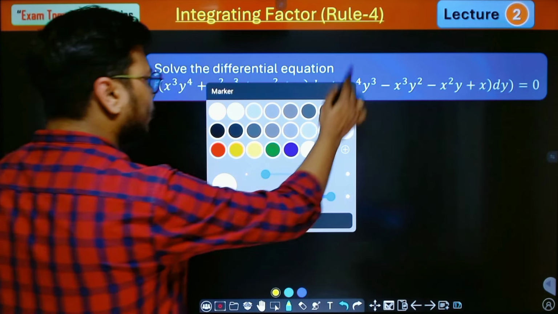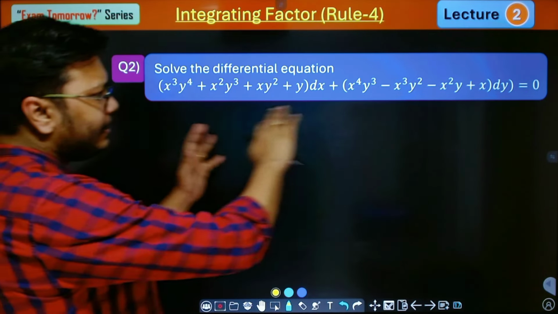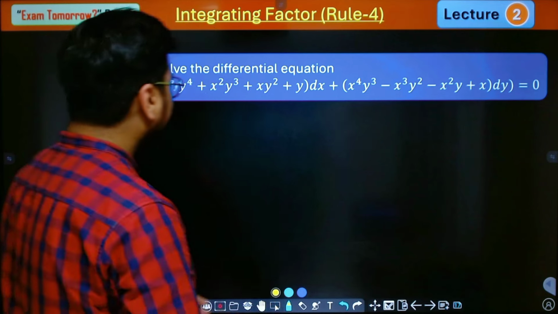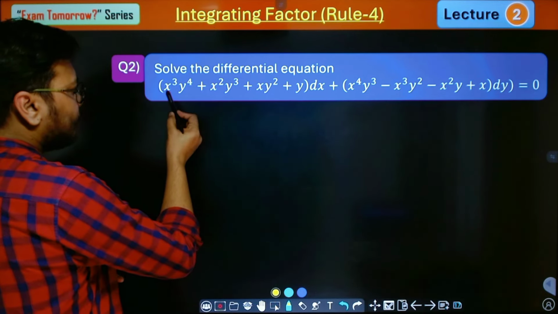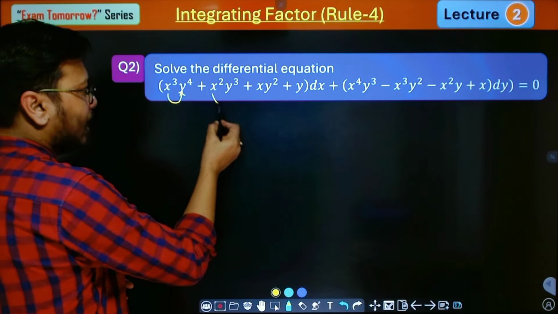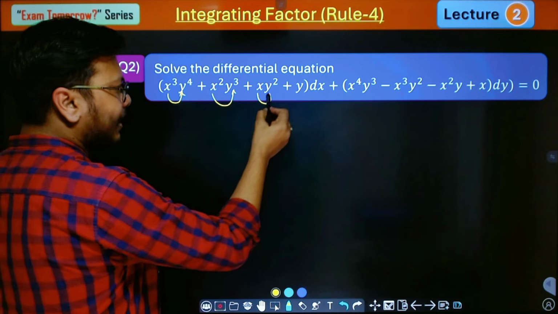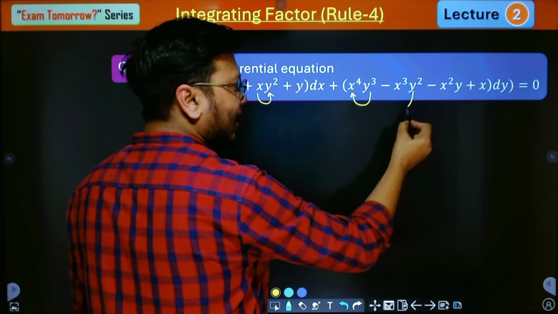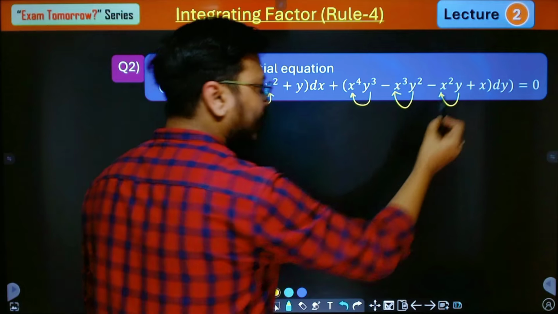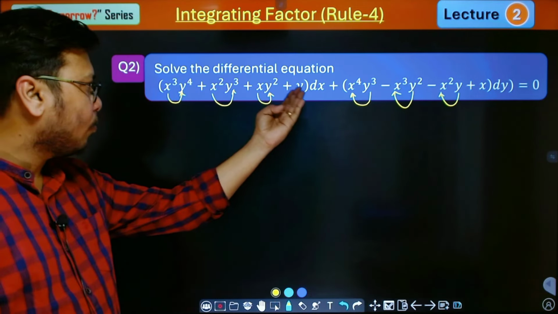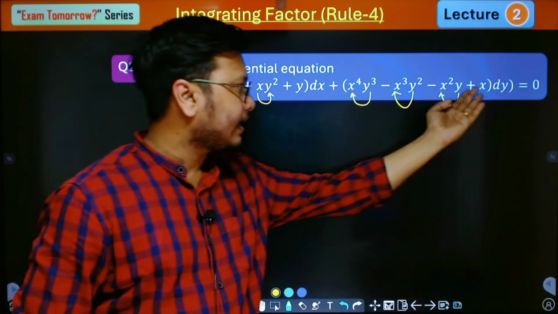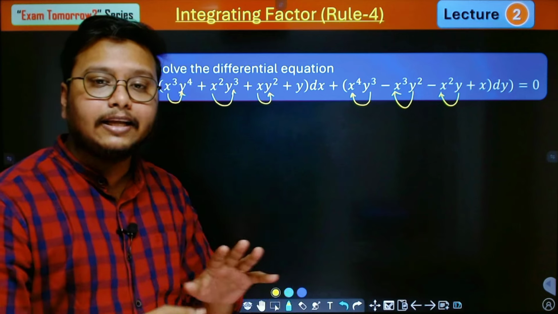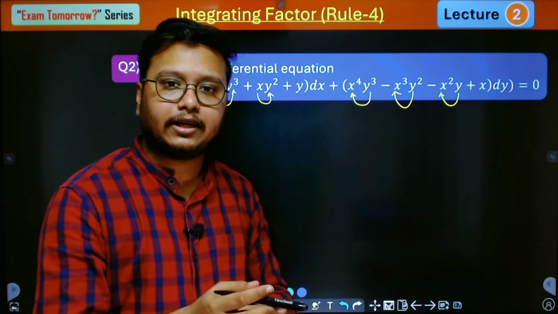Okay, so again you can see that this is directly not in the format, but here the power of y is 1 ahead of the power of x, right? In this case the power of x is 1 ahead of the power of y. That means if I take y common from the first part and x common from the second part, they're going to become functions of xy, right?